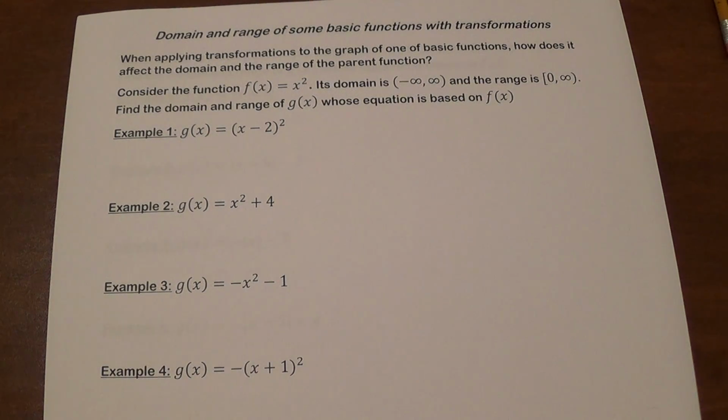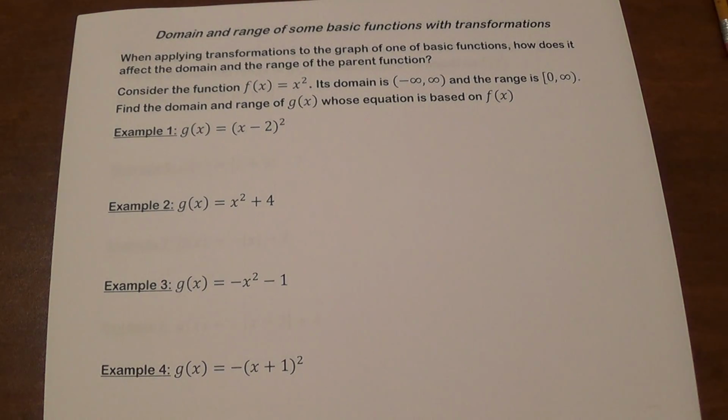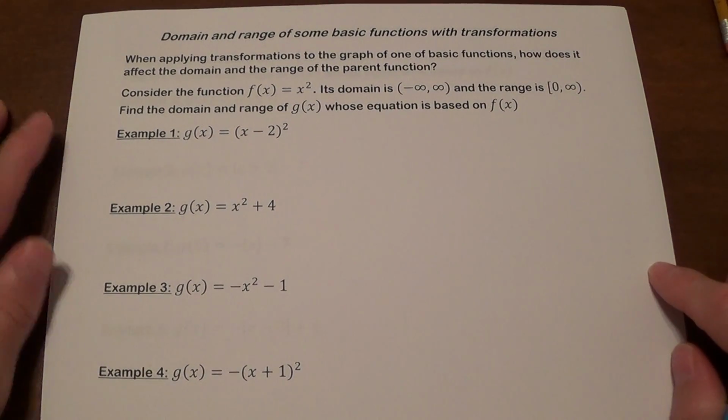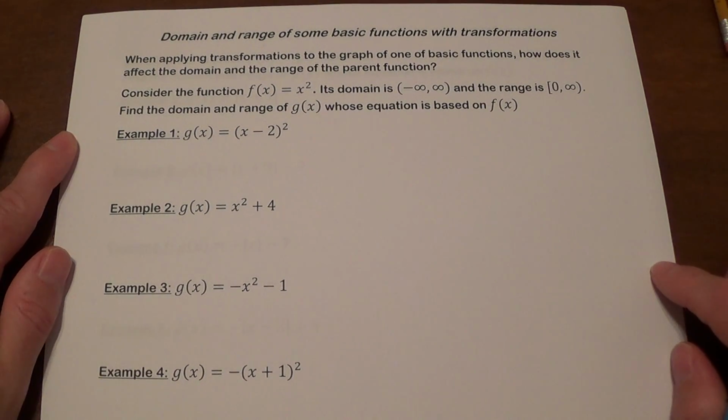Hi, this is a video where we're going to talk about how the basic transformations impact the graphs of basic functions. We're going to take a look at the quadratic function first. As we know, f of x equals x squared has the domain of all real numbers, and the range is going to be from 0 to infinity. And we're going to take a look how each one of those things is going to be affected by a particular transformation or combination of transformations.